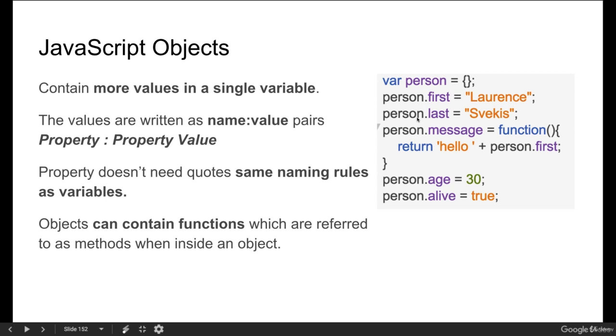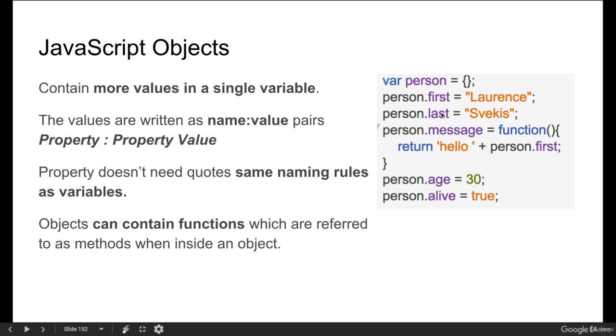So the values are written as name value pairs. They include a property that you're going to be referencing in order to pull back that property value. Each one of them will have a property and a value associated with it, and that's how we can reference the values that are contained within the object. The property doesn't need quotes. It's got the same naming rules as variables. So when you're giving it a name, just keep in mind that it works the same way as variables, which we are familiar with.